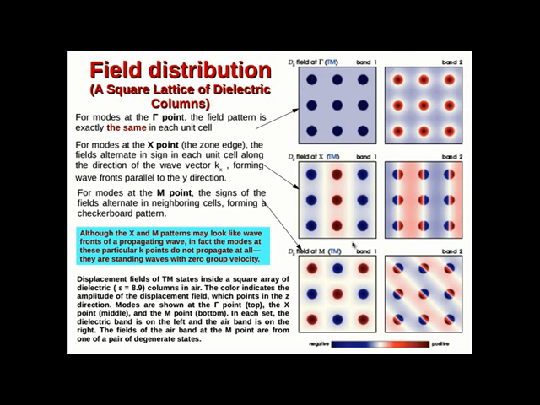Now before understanding this, we must first understand the color contour: blue color indicates negative polarity, red color indicates positive polarity, and the white region indicates nodes. So you can see that band 1 has a negative field, negative Dz. It is the displacement field, the negative displacement field in the rods, while the fields for band 2 have positive polarity inside the rods.